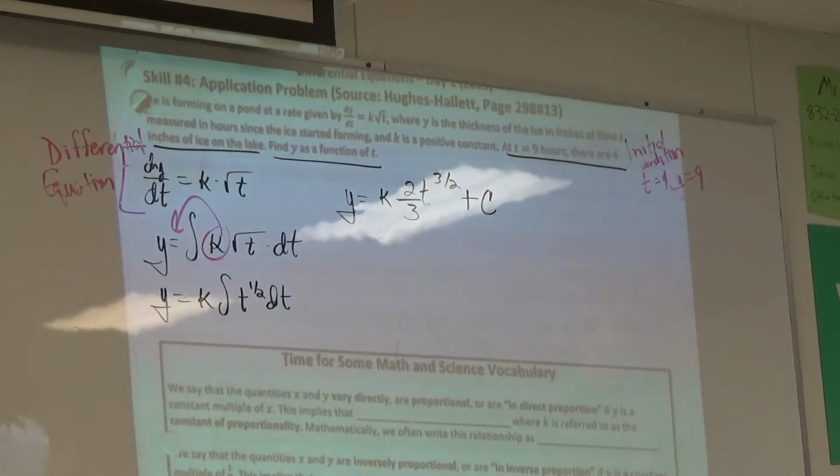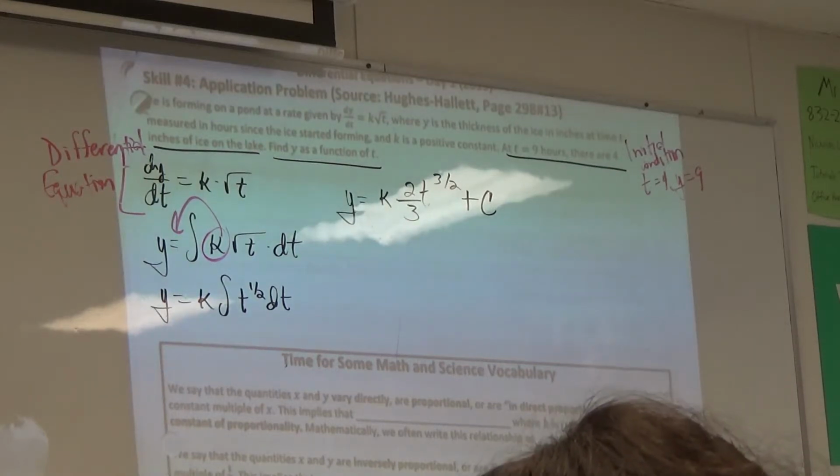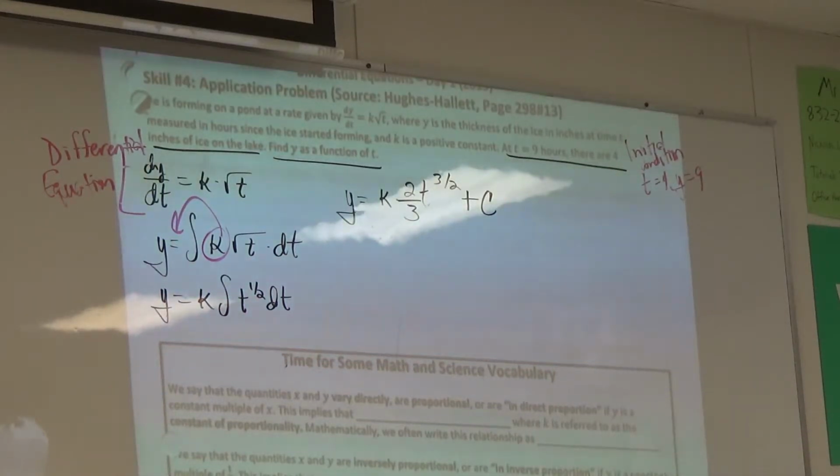There is a hidden initial condition. There's another time where you know how much ice there is. I'll say it one more time and give you an opportunity to just go back and read. There's another time where you know how much ice there is.